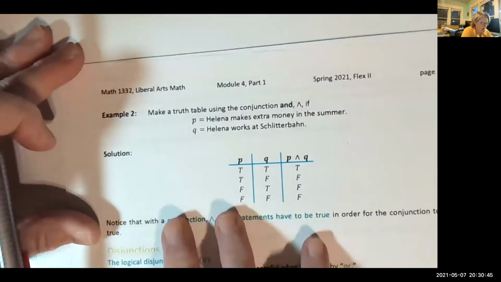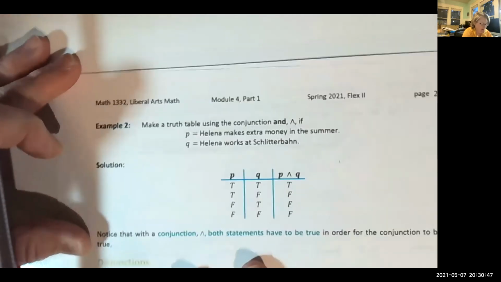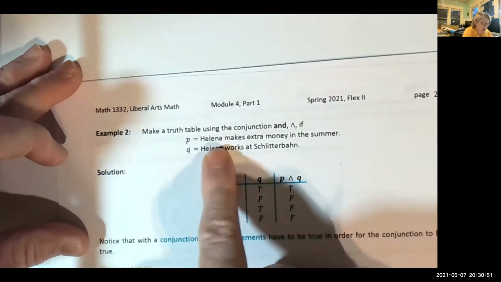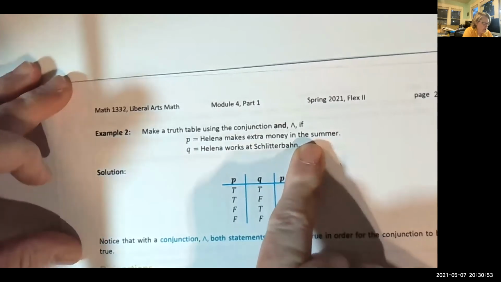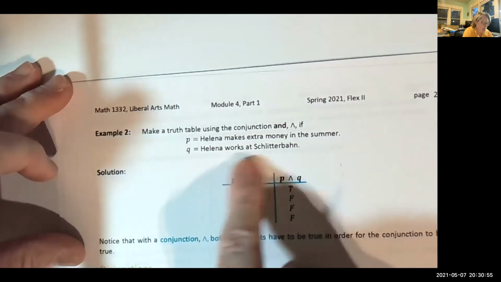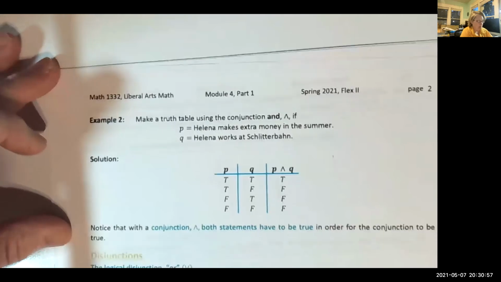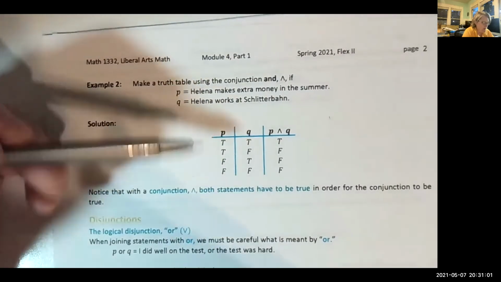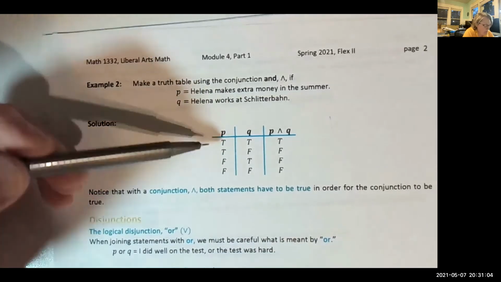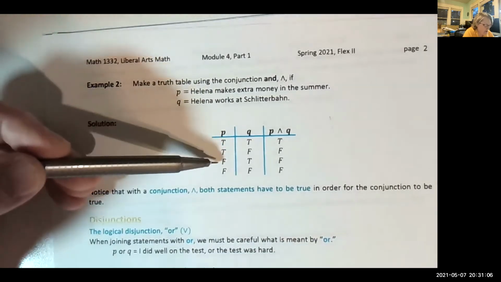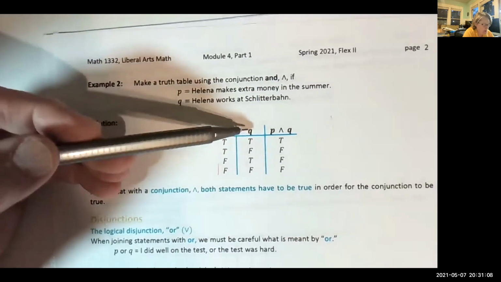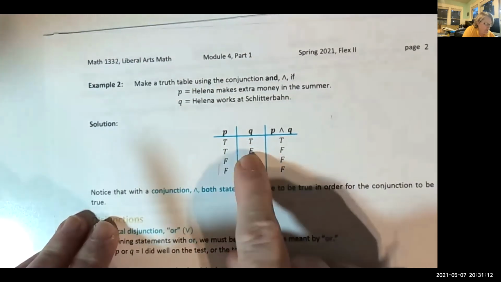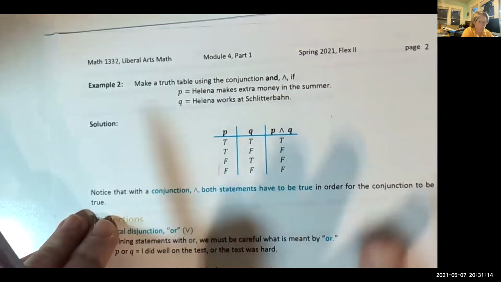So now we've got several variables. This is great. We've got P is Helena makes extra money in the summer. Q, Helena works at Schlitterbahn. So we've got our column for P. And now, in order to have all combinations, I'm going to do true, true, false, false for P and true, false for Q. That means I've got true, true, true, false, false, true, and false, false, all combinations.